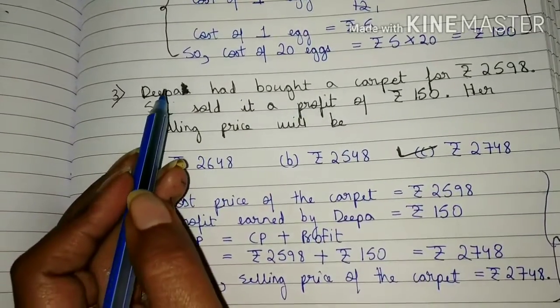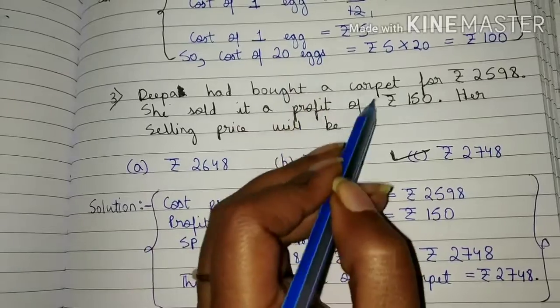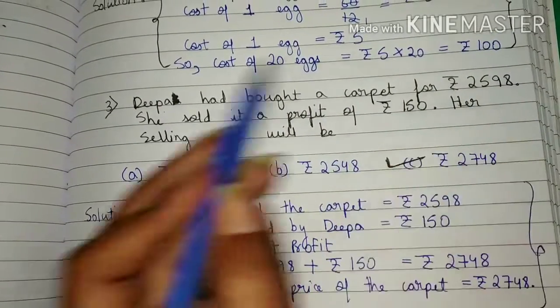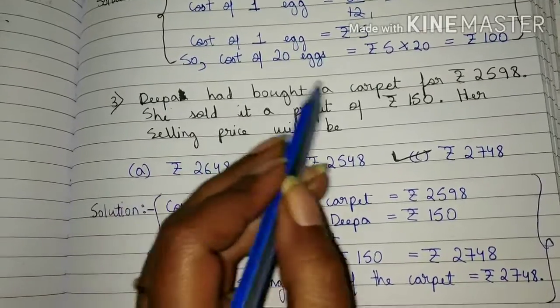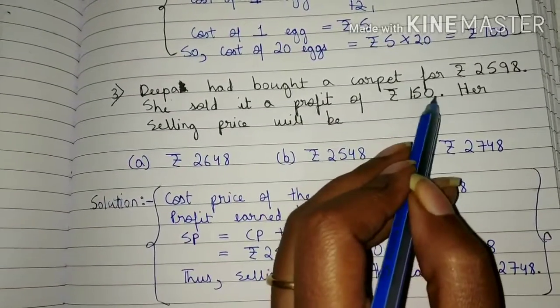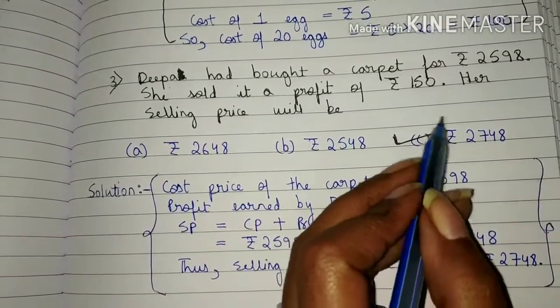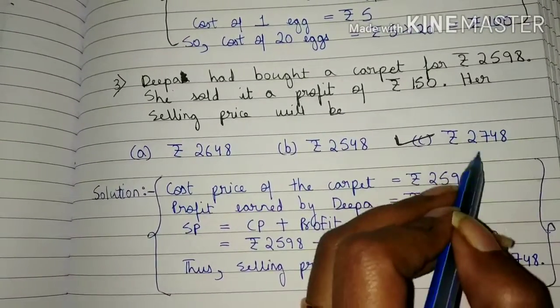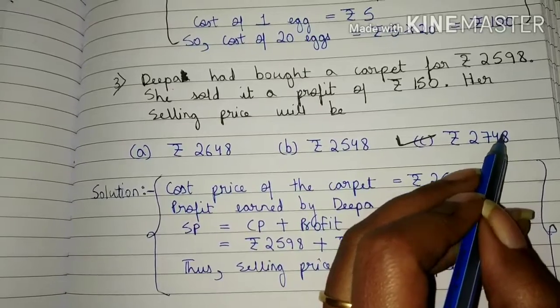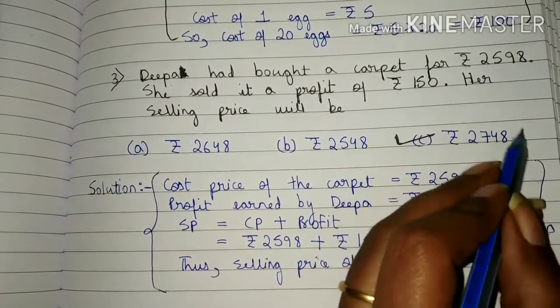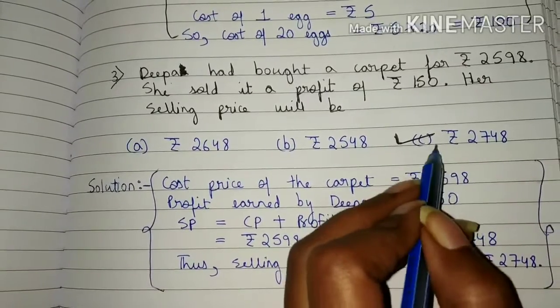Deepa had bought a carpet for rupees 2598. She sold it at a profit of rupees 150. Her selling price will be rupees 2748. So students, option C, rupees 2748 is the correct answer.